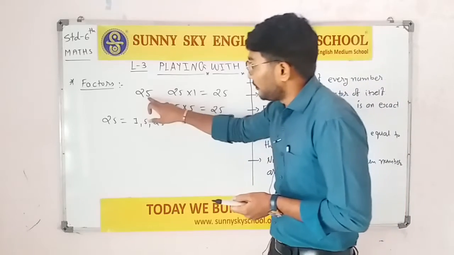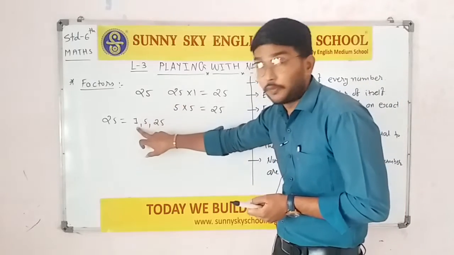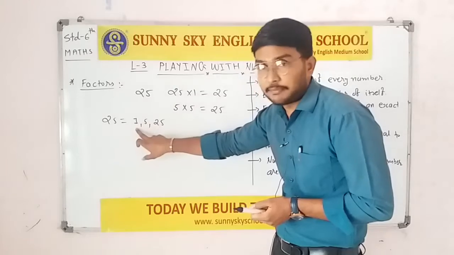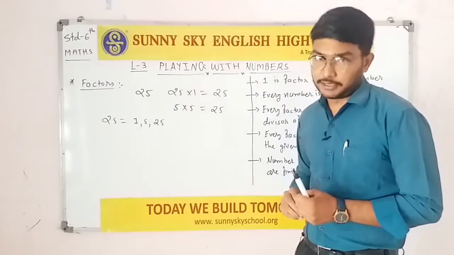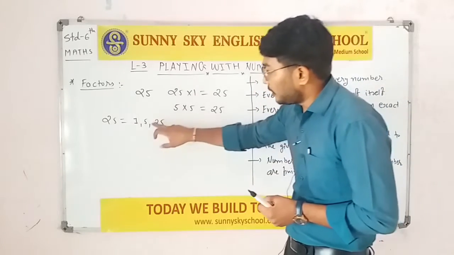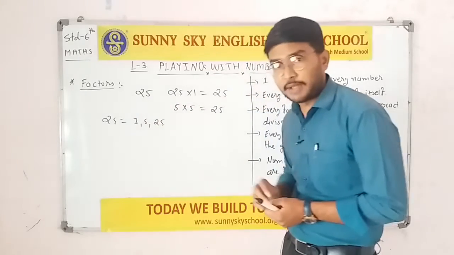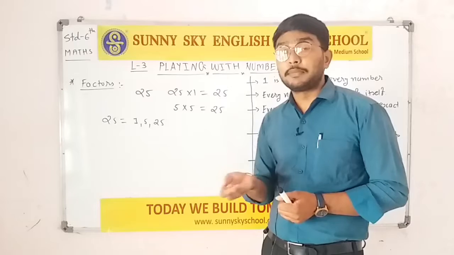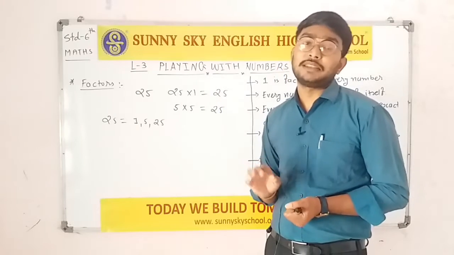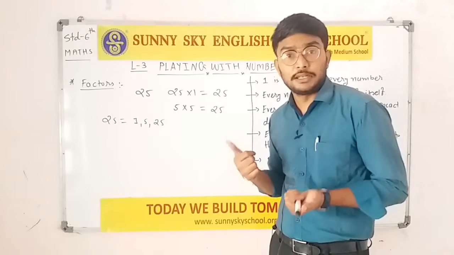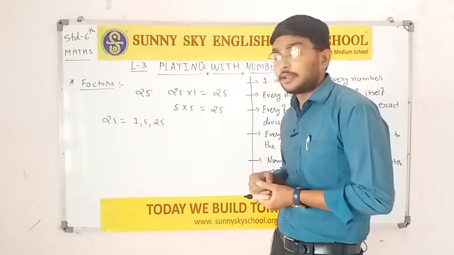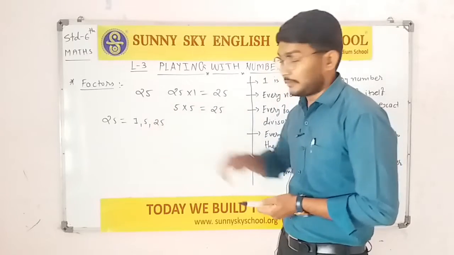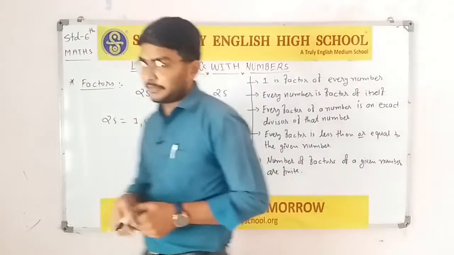Here 25, a factor is 1. If you divide 25 by 1, it is divisible without any remainder. Now 25 divided by 5: in the table of 5, 25 comes, 5 fives are 25. The number which exactly divides the number without leaving any remainder is our factor. Let's take one more example.